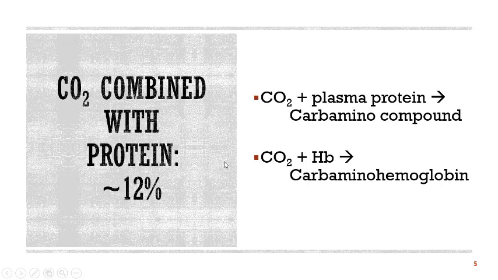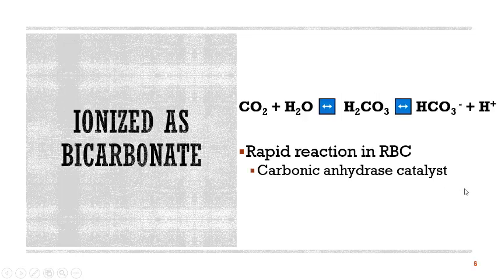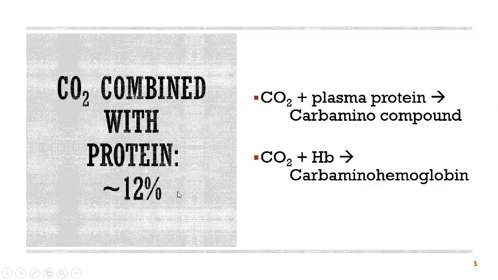The second way is that it's going to combine with a protein. There are two proteins. You have CO2 plus a plasma protein, which is a carbamino compound, or CO2 plus your hemoglobin, which is carbaminohemoglobin. For your flashcard and for your knowledge purposes, just know that 12% of CO2 combines with a protein. I'm not going to make you know these different protein terminologies. So just 12% combined with a protein.